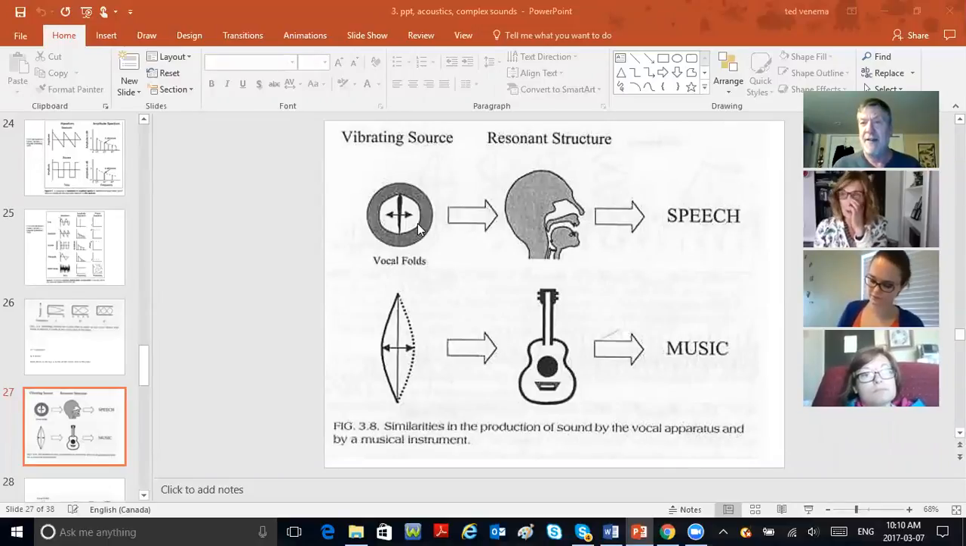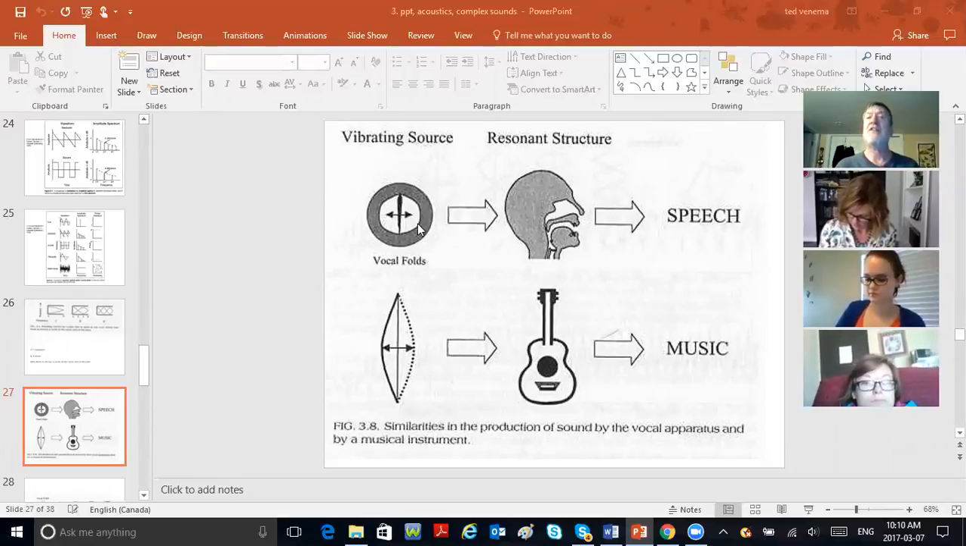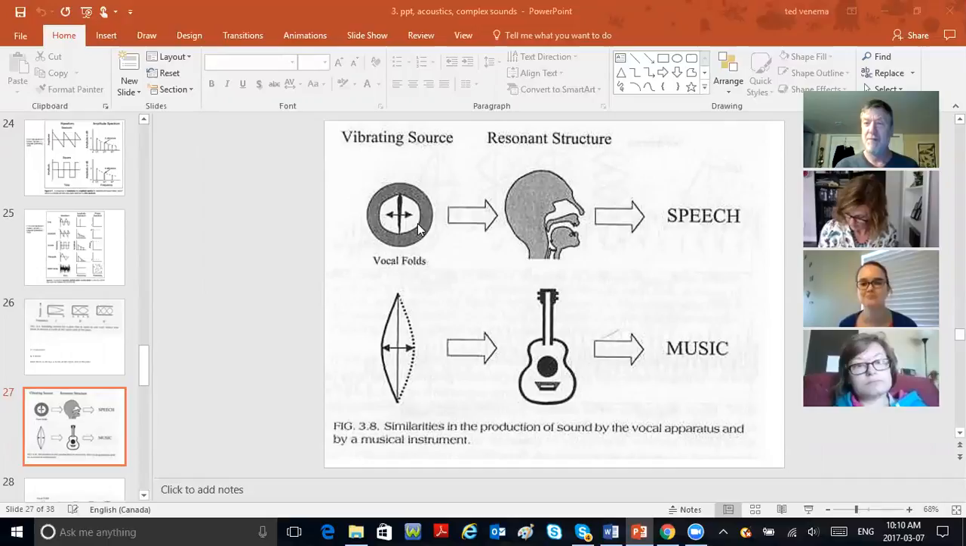In a guy, that happens 125 times a second. That's the fundamental frequency of a male voice. In a woman, that happens 250 times a second. So that's the fundamental frequency of a woman's voice. In a baby, that happens 450 times per second. So that's the fundamental frequency of a baby's voice.